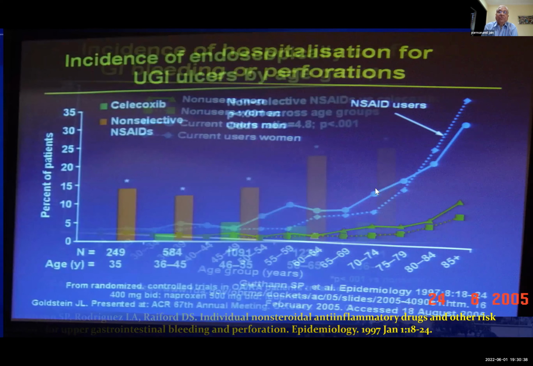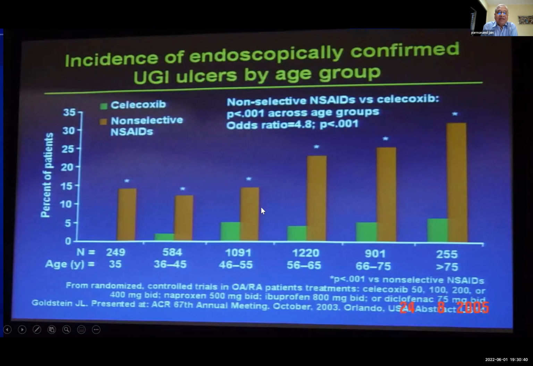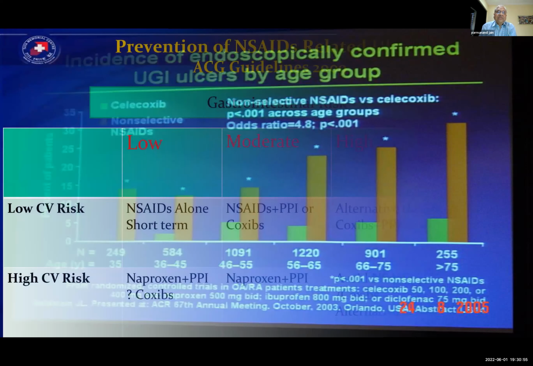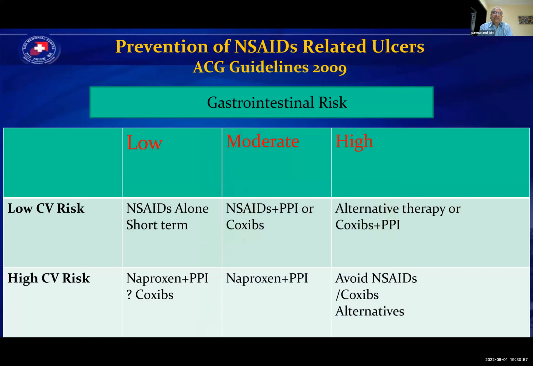And these are the endoscopically confirmed GI ulcers. The green bar diagrams are Celecoxib and brown are non-selective NSAIDs. So as the age increases, chances of endoscopically confirmed ulcers increase. So these are the general guidelines for prevention of NSAID-related ulcers.